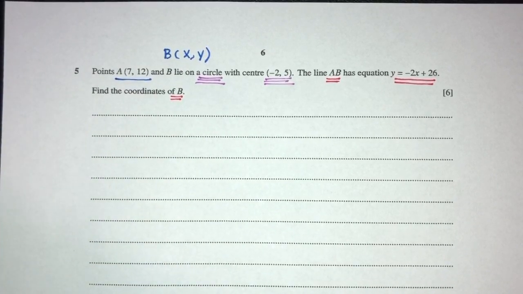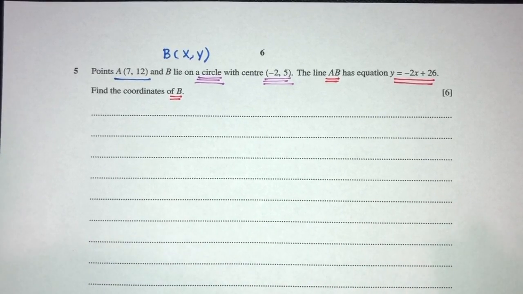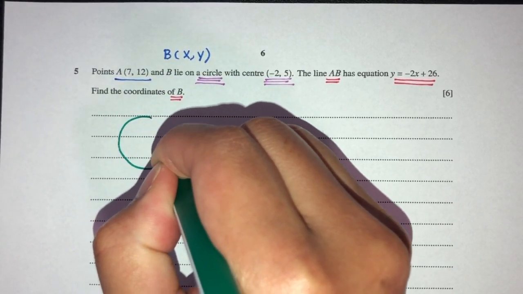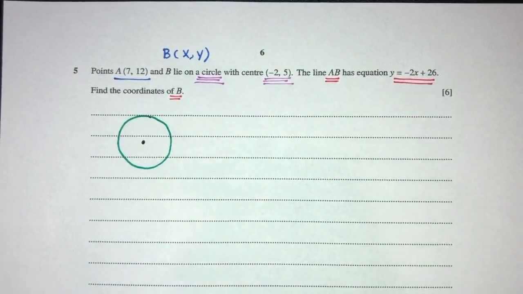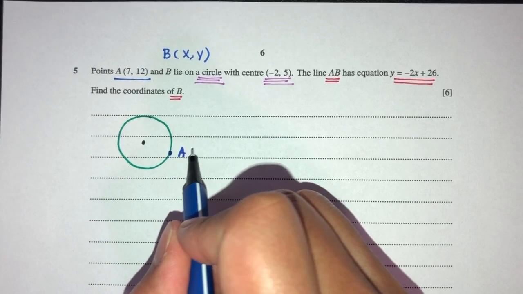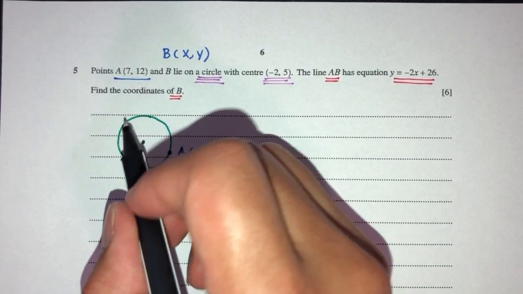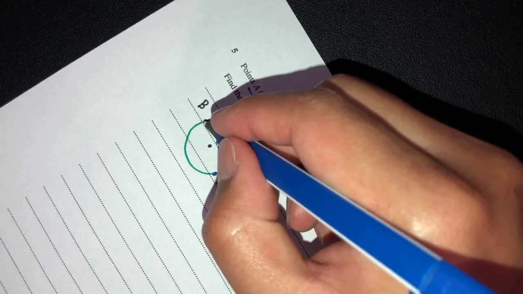Now, let me use a small diagram here. Again, it is not exact. It is just an illustration to help you know what we are trying to find. This is a circle here, for example. The center is here, for example, that should be minus 2 and 5. Let's say we have the point A somewhere over here. Let's say over here. Why not? That should be 7, 12. And the point B is somewhere over here, because why not? Right? And we have the equation of line AB.